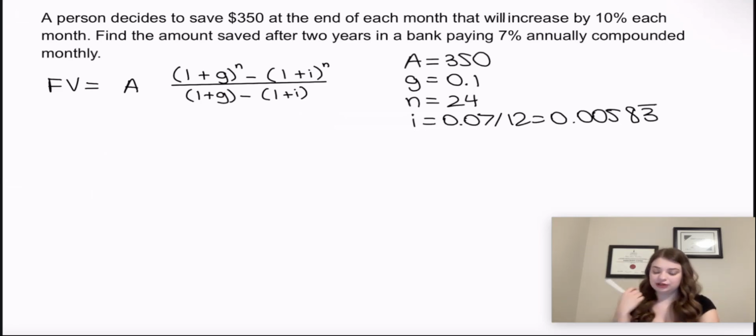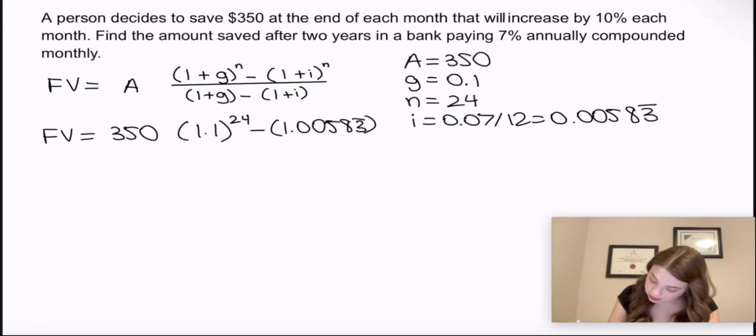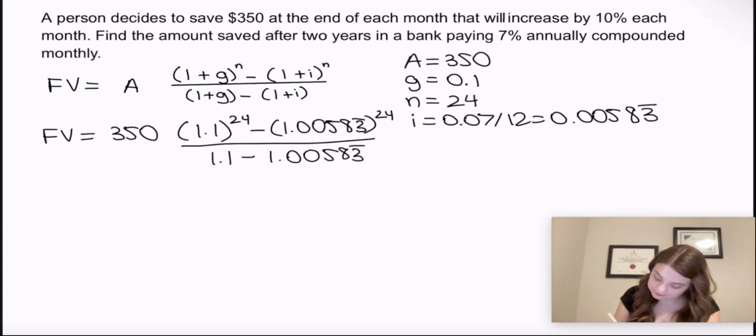So there we go. So now all we have to do is plug in those numbers into our future value equation over here. So the future value, therefore, is equal to 350 times 1.1 to the power of 24 minus 1.00583 repeating to the power of 24 as well, all over 1.1 minus 1.00583 repeating.